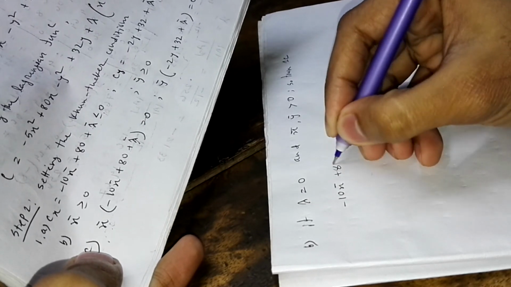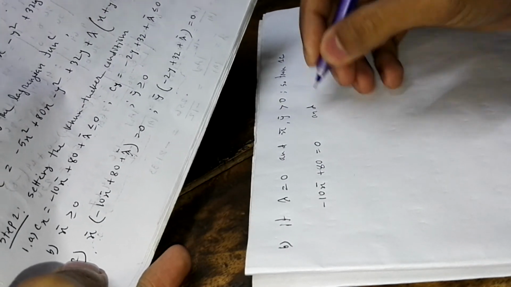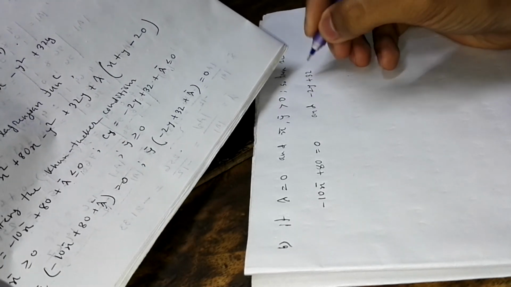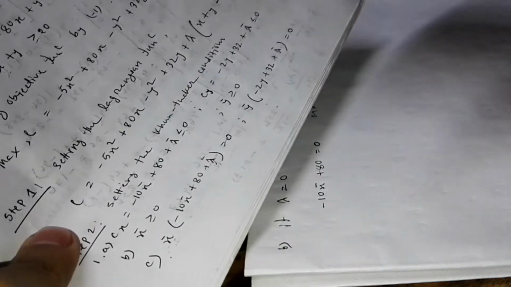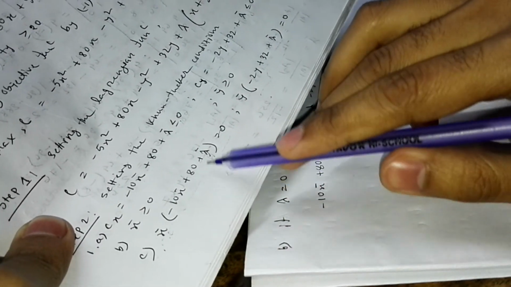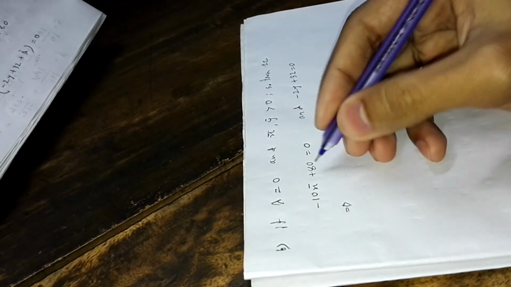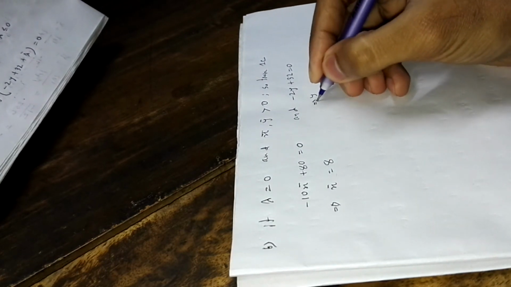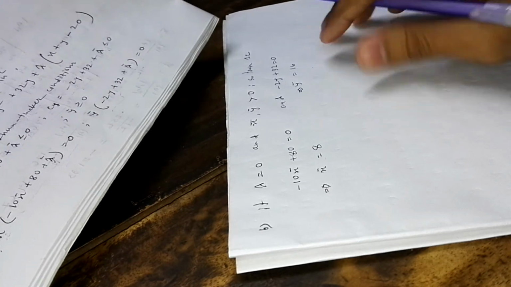10x plus 80, and lambda is 0, so nothing to write here, equal to 0, and minus 2y plus 32 from here, and lambda is 0, so nothing to write here, equal to 0. We are going to put the lambda value in 1c to find out the value of x, and y, of course. From this equation, we have already found that the value of x is equal to 8, and the value of y is equal to 16. So x is equal to 8 and y is equal to 16.